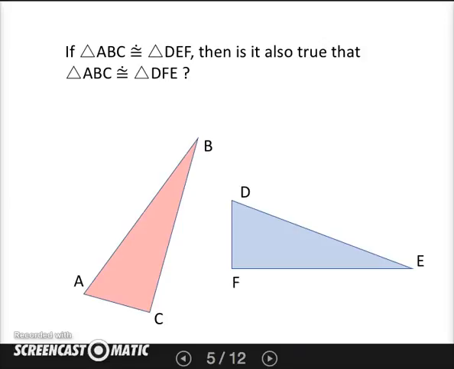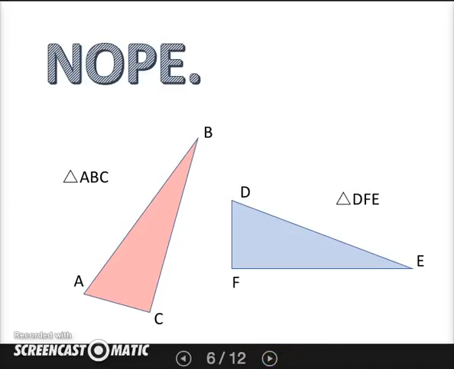So if triangle ABC is congruent to triangle DEF, then is it also true that triangle ABC must be congruent to triangle DFE? It looks like they're the same two shapes. I've only named them slightly differently. So you think about it for a minute, whether it would be true that ABC must be congruent to DFE. Actually, it's not true. If we list the vertices of the triangle in a different order, that can change the statement about whether the two triangles are congruent or not.